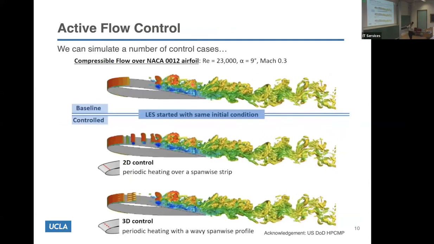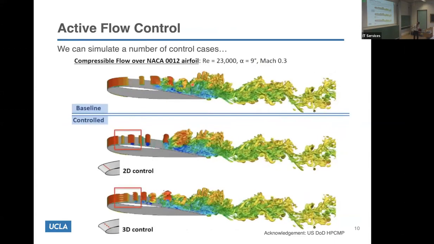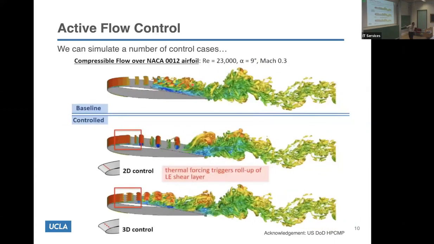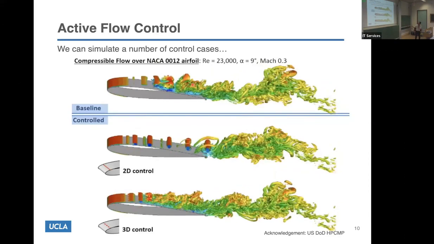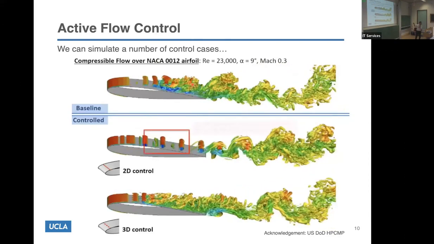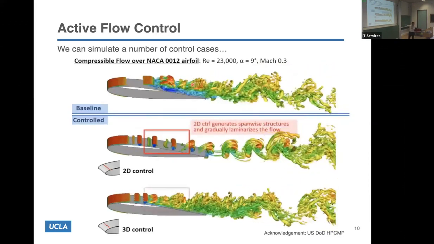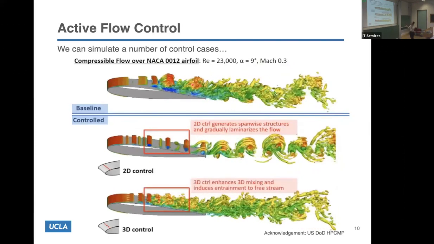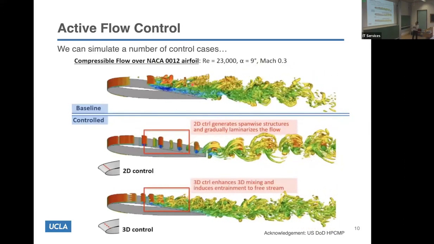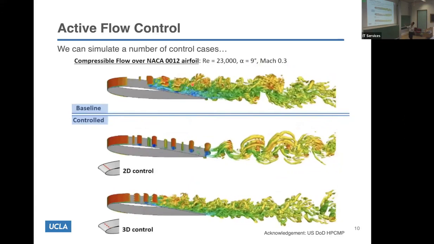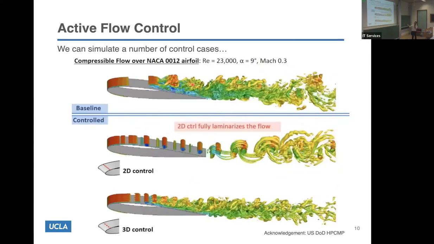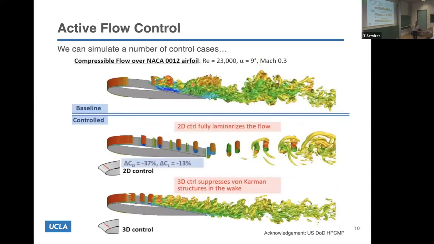They all start from the same initial condition. This is with a 2D strip of actuation at a particular frequency. It's really interesting. If you do it at the right frequency, it chops up these rollers. These are Q criterion isocontours colored by, I believe, streamwise velocity. It actually turns the flow into 2D flow, it relaminarizes.